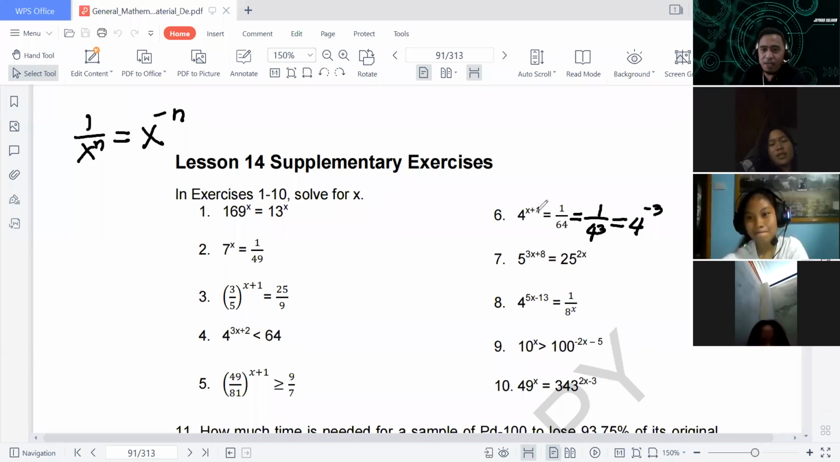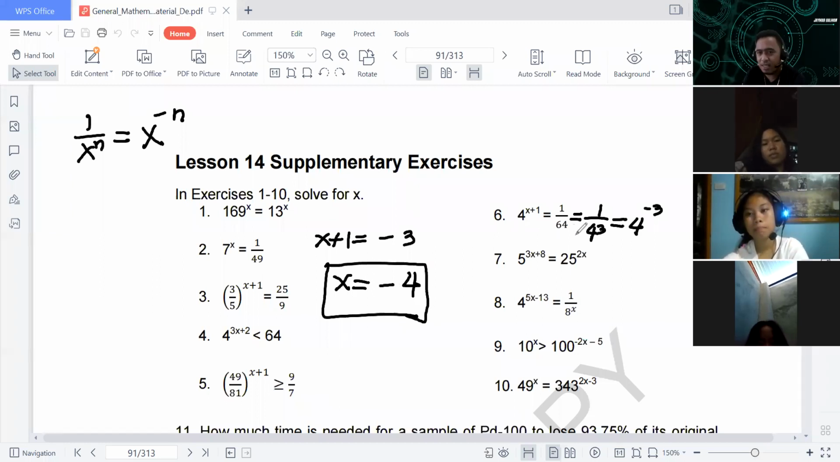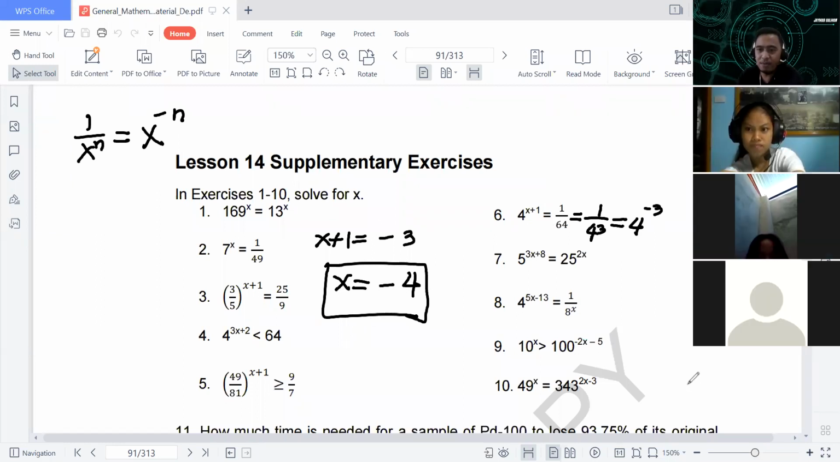Okay. So after that, it will be now x plus 1 equal to the negative of 3. Do you see? x plus 1 equal to the negative of 3. If you transfer this to the other side, your x now becomes negative 4. Right? So the only value that can make this exponential equation true is when x is equal to negative 4. Clear? Is it clear? Yes, sir. Okay, good.